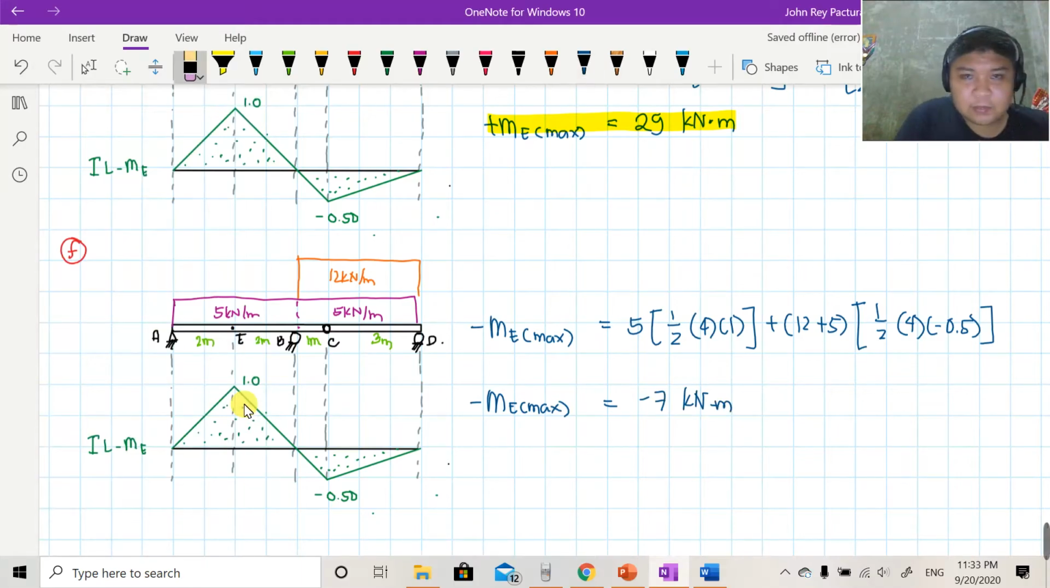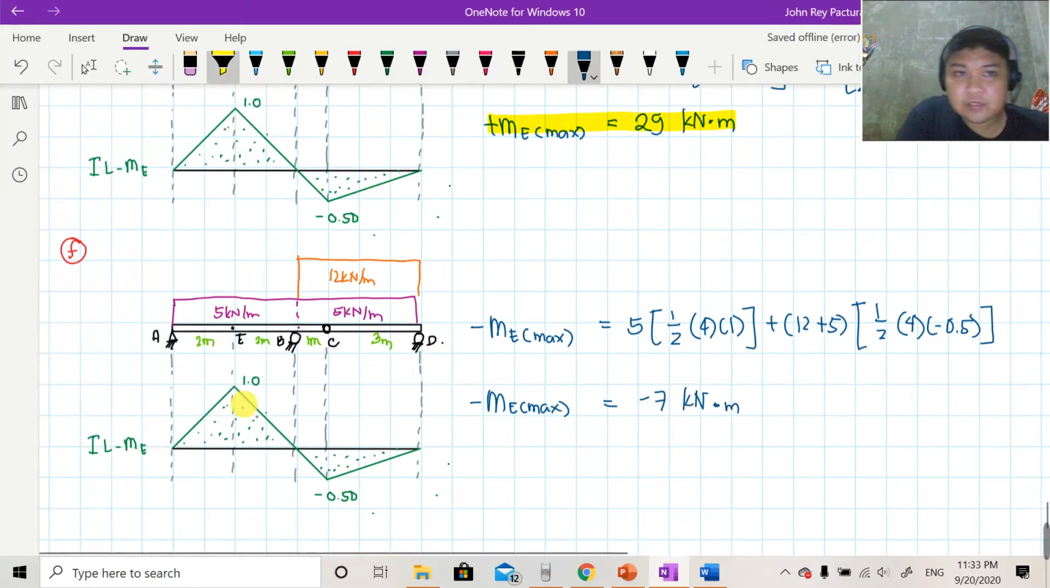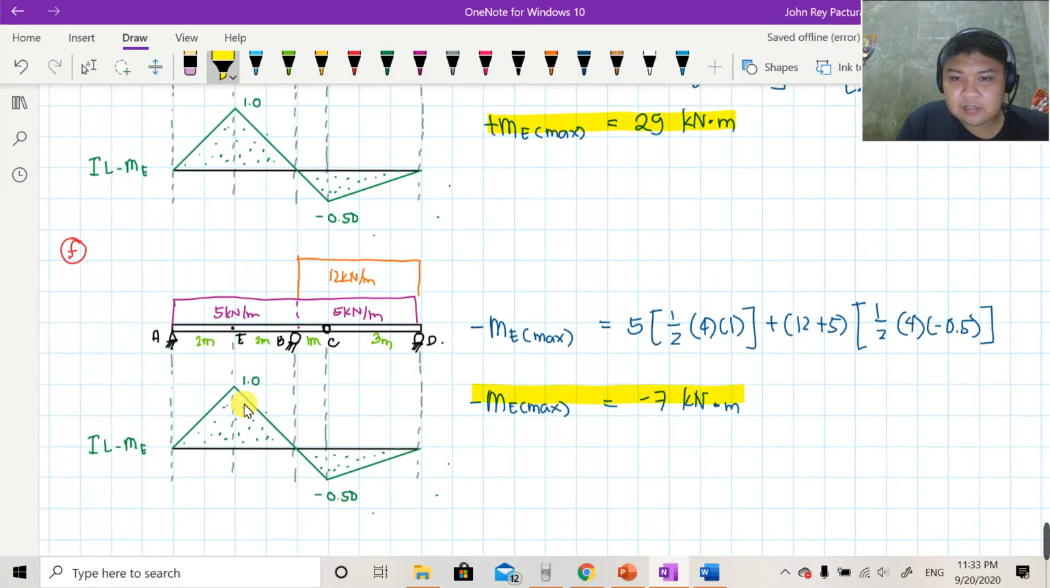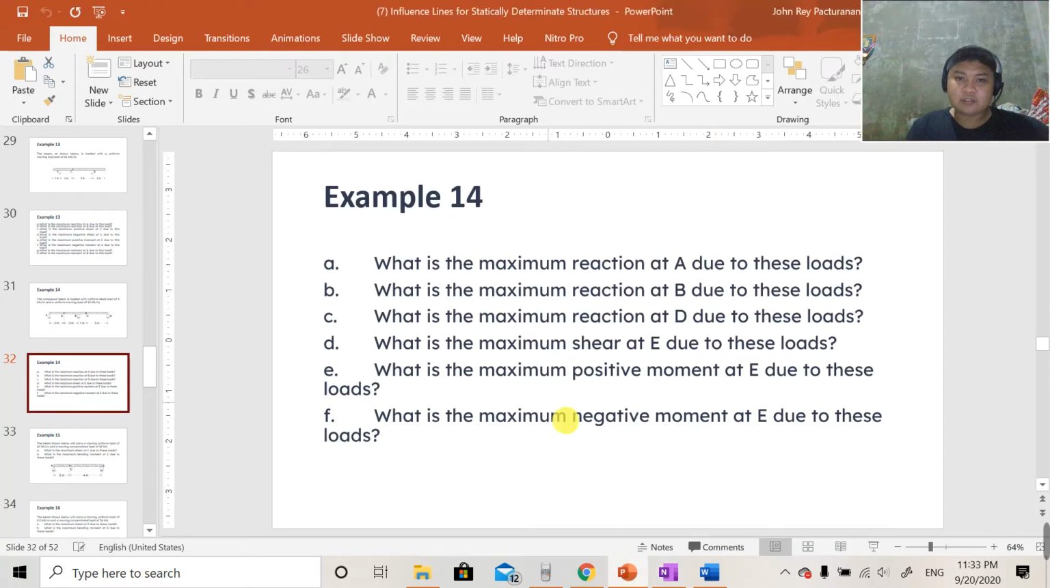So expect this to be negative nga, okay? Kasi nga ang tinatanong maximum negative moment. So I just need to highlight this one. So ito na class ang sagot natin. So ayan, na-solve na natin class yung 6 na tanong dito sa example na to.